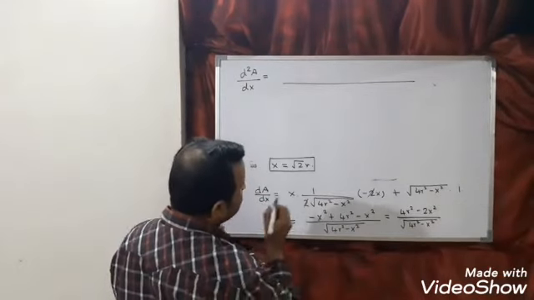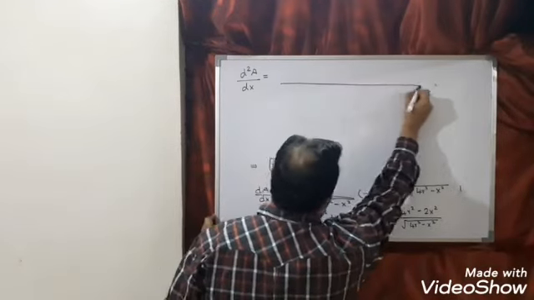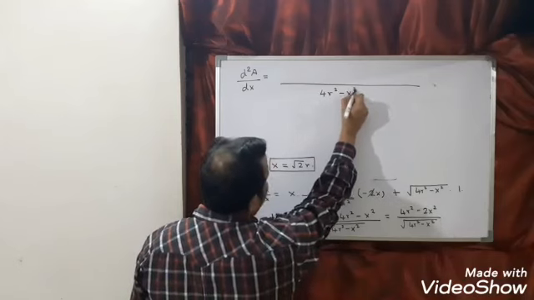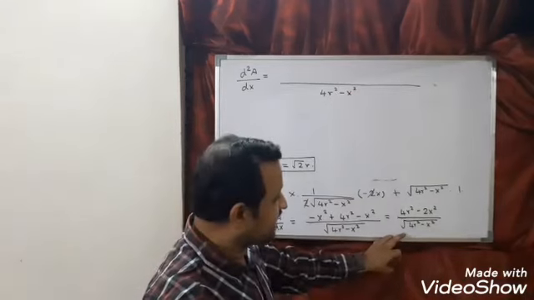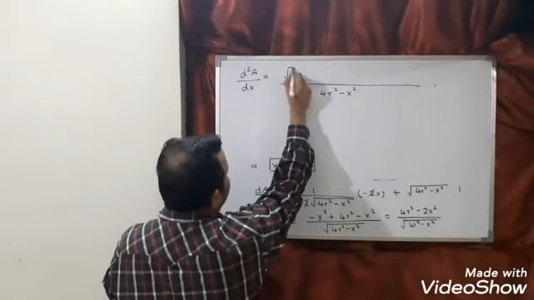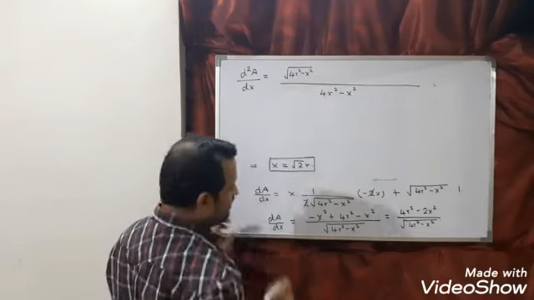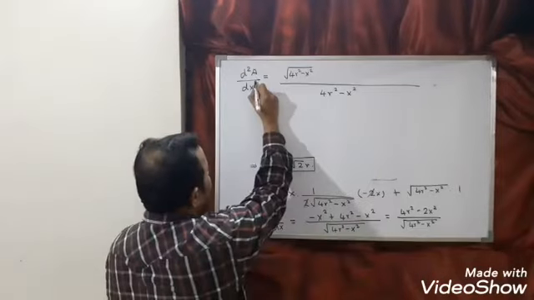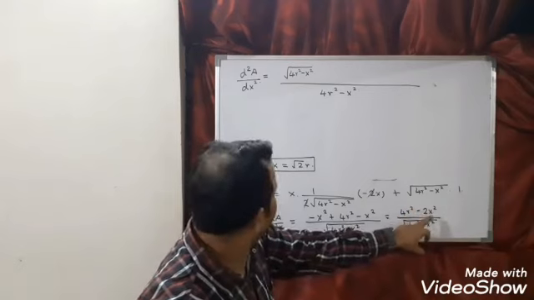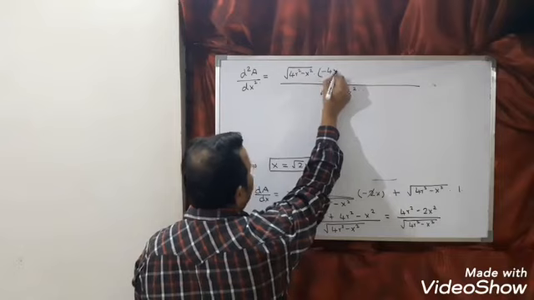Yes, apply division rule. So division rule is saying denominator square. So here I can say 4r square minus x square. So square root and square will get cancelled and you will get denominator as 4r square minus x square, denominator 4r square minus x square into differentiation of numerator. So differentiation of this is 0 with respect to x, and this is nothing but, I can say, minus 4x.